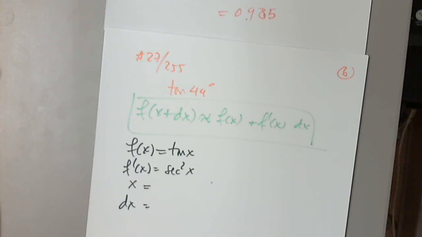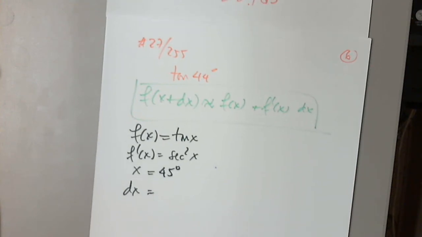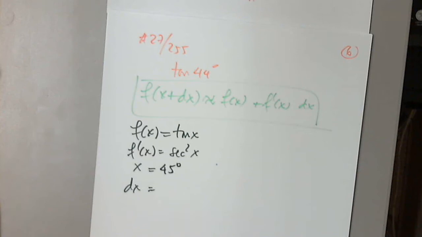So what is x? 44. Nope, I know nothing about 44. Would you use 45? Indeed. Oh, and then the dx is 1. Careful, 44. One degree, but negative. That's okay. And I have to change it into radians. Why 45? Because I know everything about 45. Any trig function you ask me, I'll give it to you, including tangent.